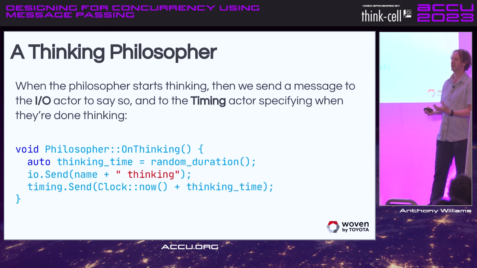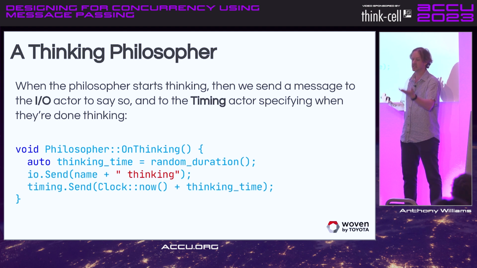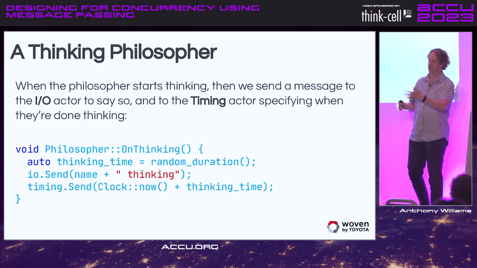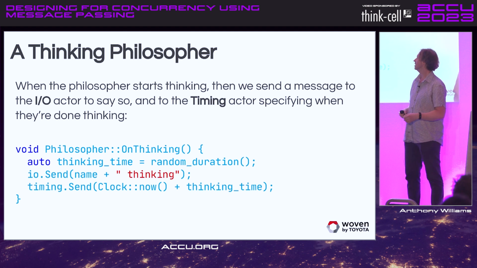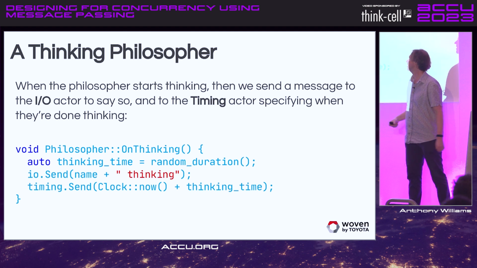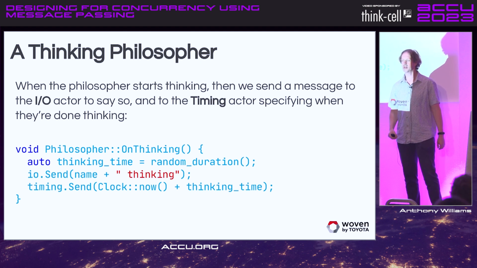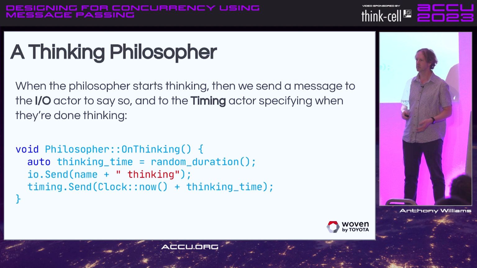So what does it look like in code? When we start thinking, we need to send a message to the I/O to say, this is what we're doing, so that we can actually observe the system in practice. And then we have to send a message to the timing actor specifying how long for. So we're going to send the message to the I/O and a message to timing. And that's all we do. When we enter the state, send the messages. We don't need any extra behavior. It's quite simple.